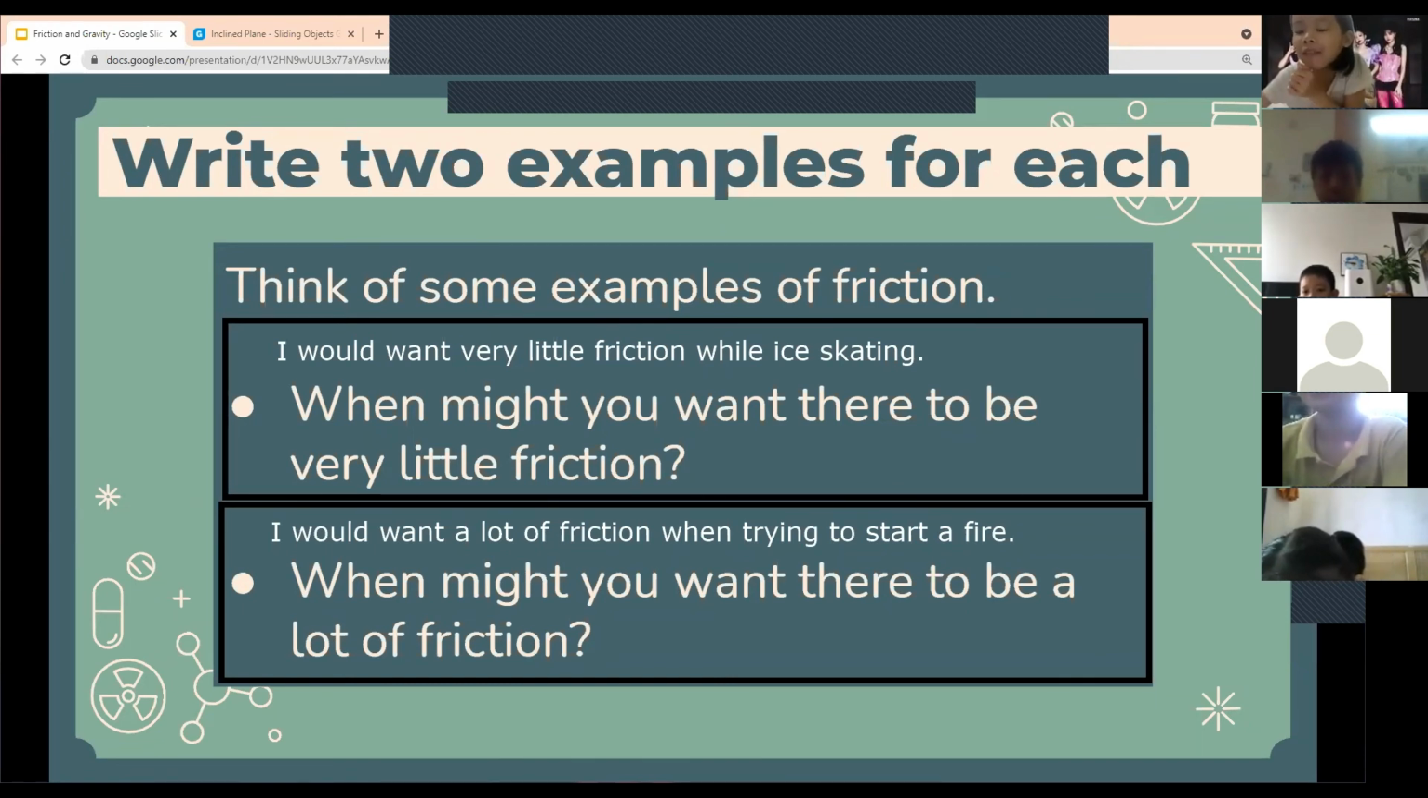I think I want to have a lot of friction when I'm sitting on a hill, so I will not slip down the hill, because sometimes when I'm playing up the hill it will be very slippery, and I slide down the hill. It's very scary. There you go. You want a lot of friction while sitting on a hill. You can write that down. You'd want a lot of friction while riding a bike.